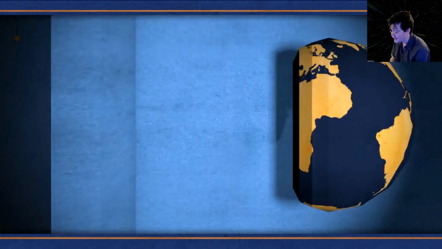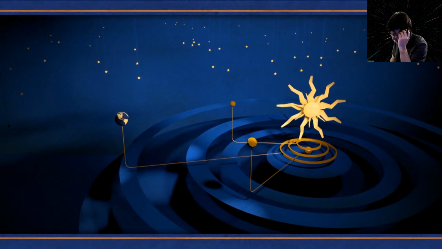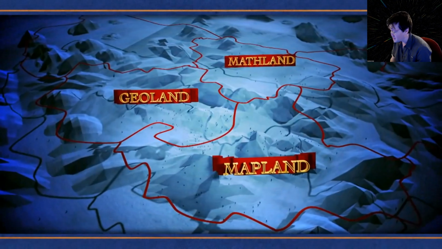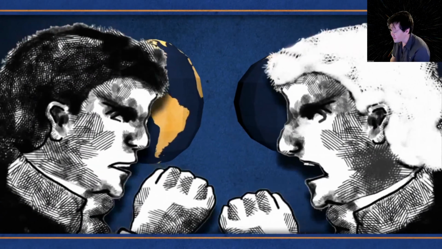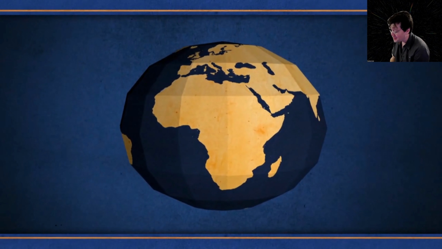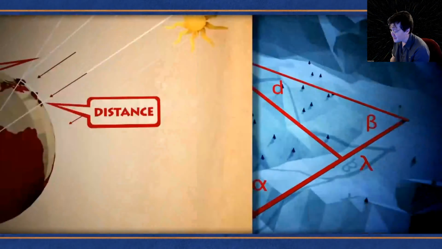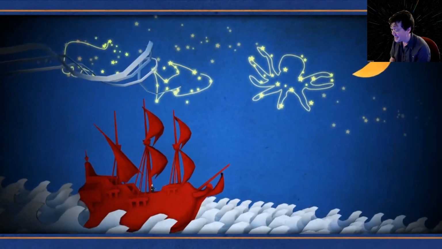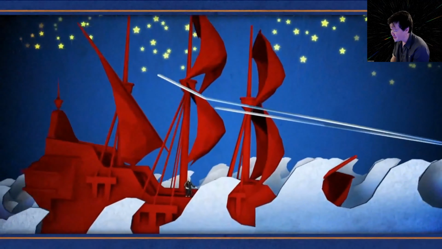Anyway, so there was Eratosthenes. We'll mention Eratosthenes in a second. Measured the geoid. Triangulation of points on the Earth. Right there, it's moving a little bit too fast. The Earth is a little bit oblate. Tons of practical uses. Yes, this is true. There are tons of practical uses.